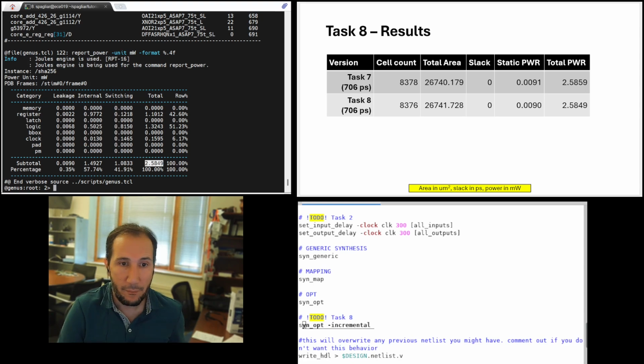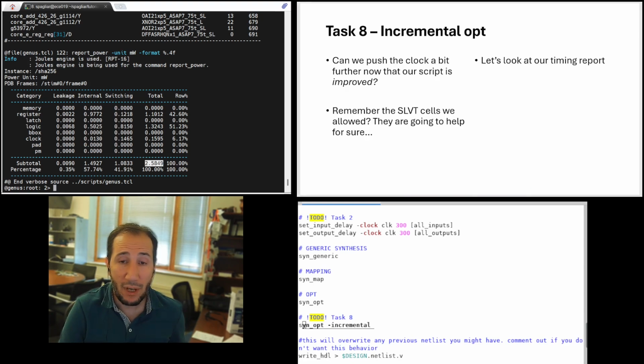But the point is that now we have a script that is really good, right? We have basically turned on every single optimization we can think of. The question then becomes, can we push the clock period a little bit further, right? Our script is better. We're also allowing the usage of SLVT cells, right? This surely should help. So how do we do this? How do we reason about the clock period? Can we shrink the clock period? Can we increase the frequency?